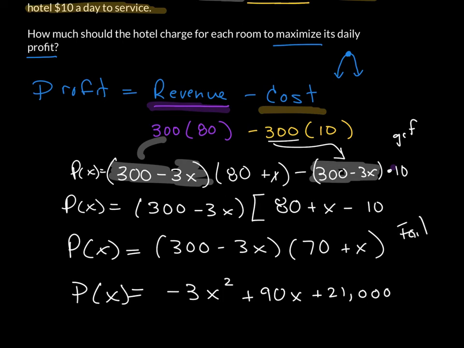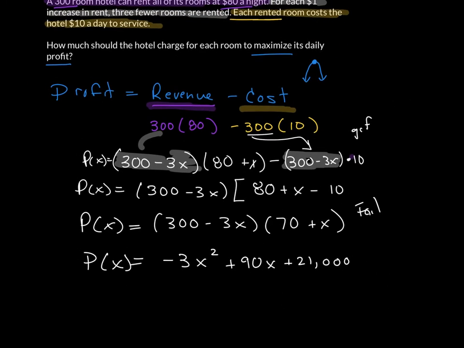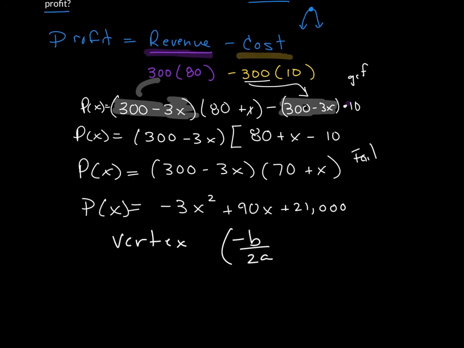Now, vertex. How do I get the vertex? When it's in this form, the vertex of any parabola is just negative b over 2a, and I need that because I'm looking for the daily maximum. So to get that, that's going to be negative 90 over 2 times negative 3, which gives us a vertex value at 90 divided by 6, which gives us 15.